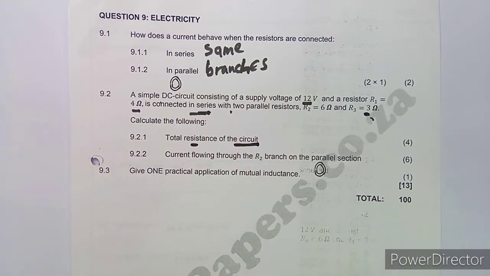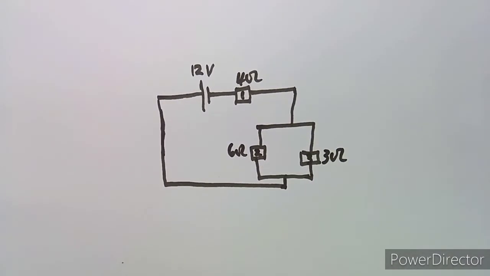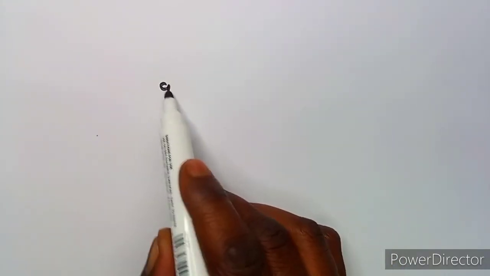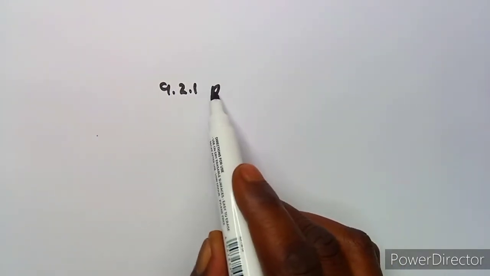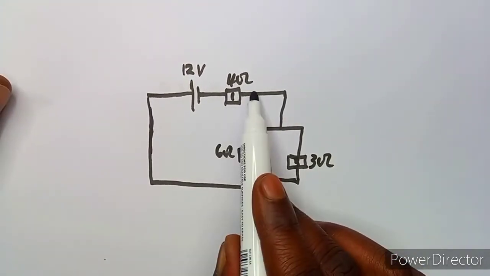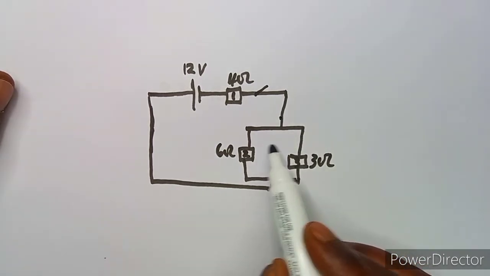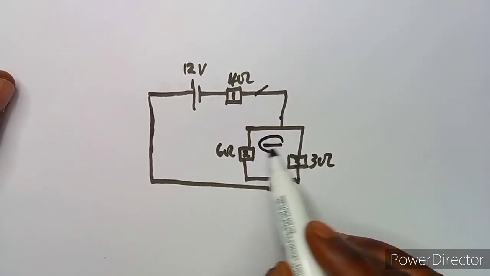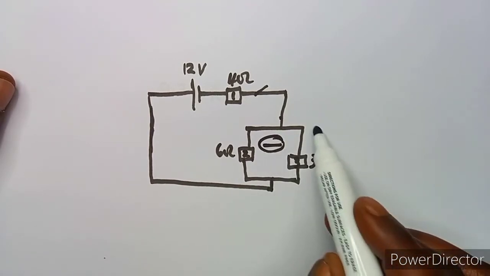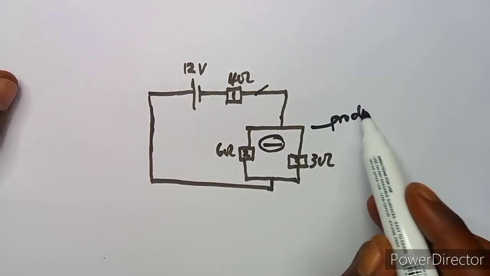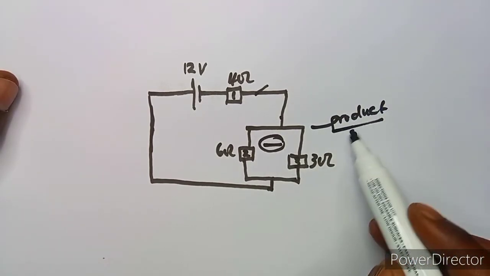Okay, so the total resistance of the circuit is an application of what we have here. Let's write this as 9.2.1. So what will be the total resistance? Let's start with this R1. This one is a series. Then these two are in parallel. So take note, if these two are in parallel, you're going to use product over sum to find the resultant.